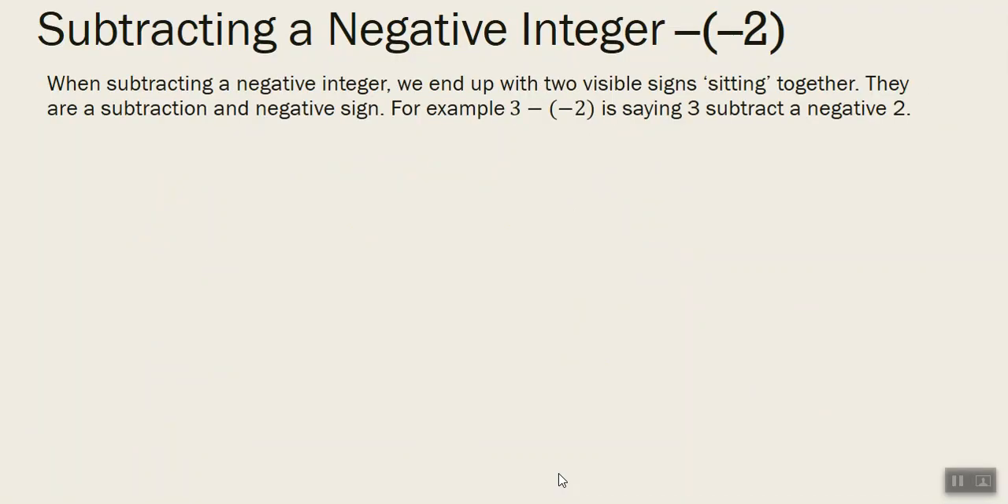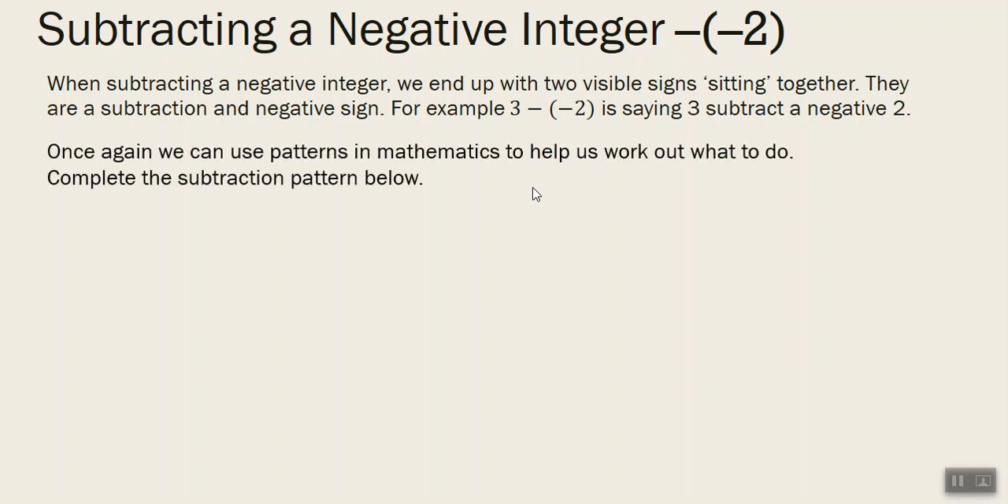Now, the second part of our lesson is subtracting a negative integer. So take away sign, a negative number, in this case, -2. So we can see there's two of the same signs sitting together. When subtracting a negative integer, we end up with two visible signs sitting together. They are a subtraction and negative sign. So for example, 3 subtract, or take away, a -2. So what happens now when we see two negatives, or two of the same sign, sitting together?